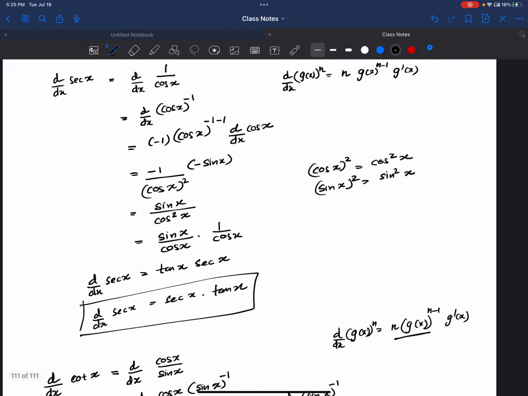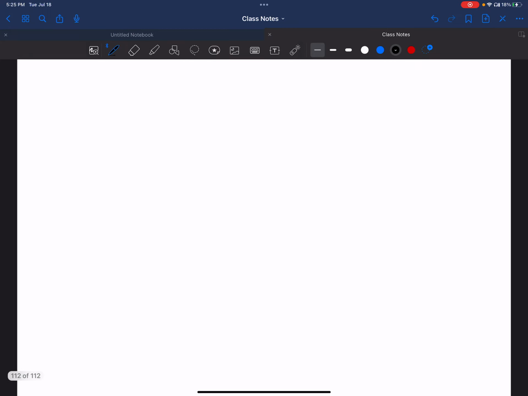And then the last one, you have d over dx cosecant x. I'm not going to show that, but you can do the same manner by taking cosecant x is 1 over sine x. You can take d over dx of 1 over sine x, and you can use the same rules that we used before, and you can get negative cosecant x times cotangent x, right?